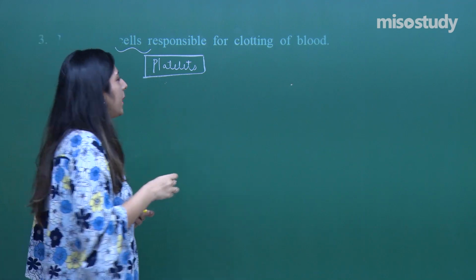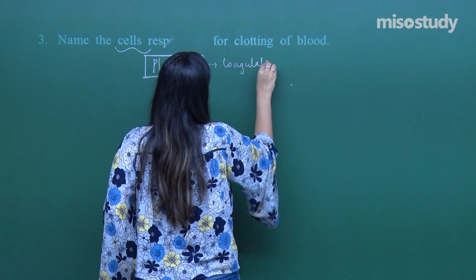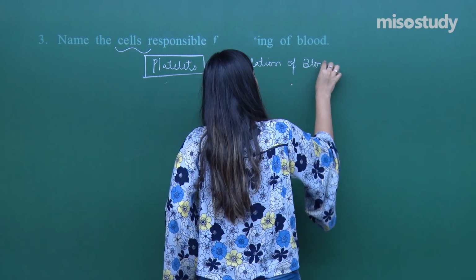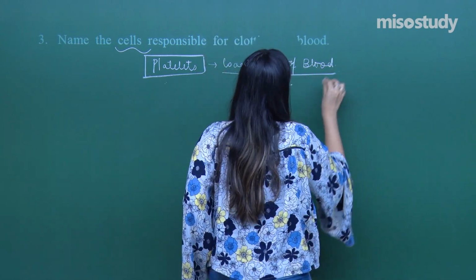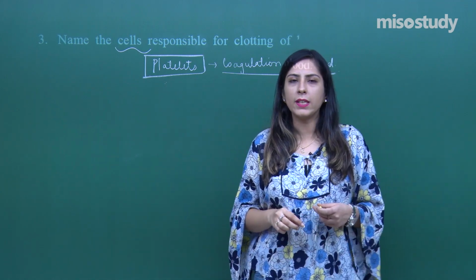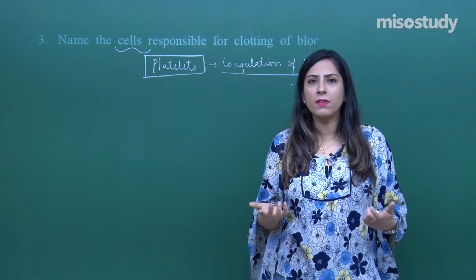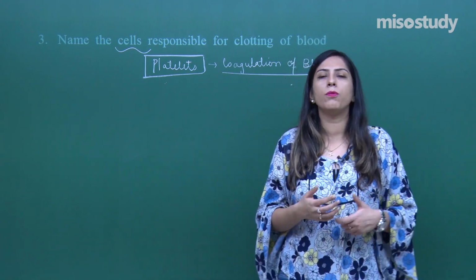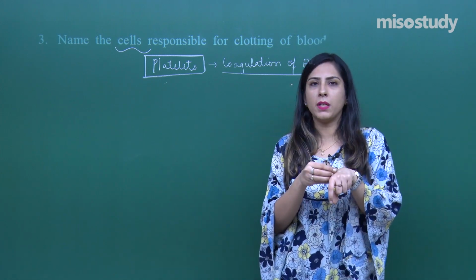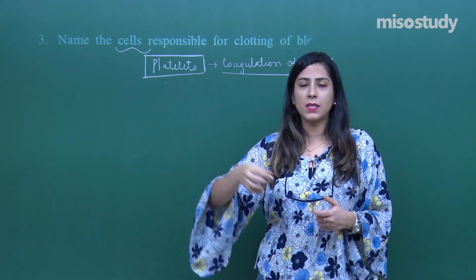And what is the function of platelets? That is coagulation of blood. Right? Various factors help in coagulation. Around 13 factors are present which help in coagulation. Whenever you find any wound on the body, you can see that blood is clotted over that place. That is called coagulation, and that is because of the platelets present in the blood.